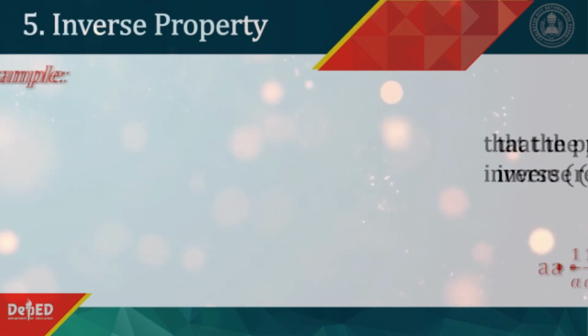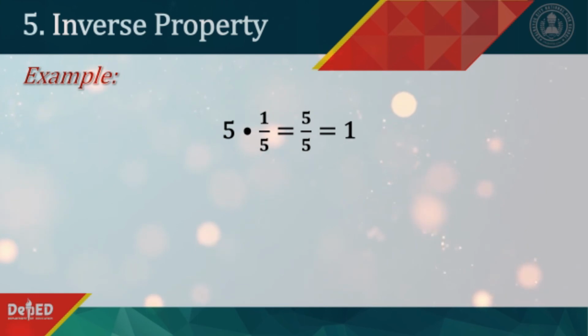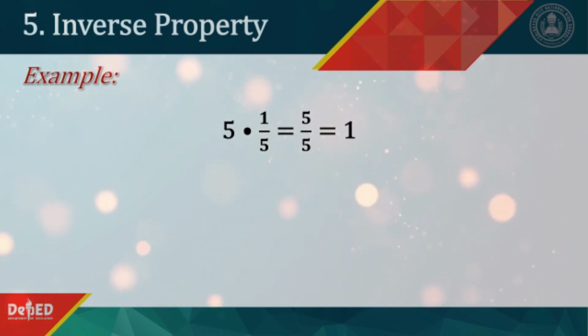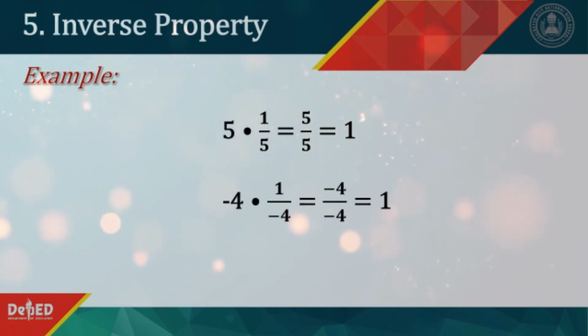Here are a few examples. 5 times 1 over 5 is equal to 5 over 5 or equal to 1. Also, negative 4 times 1 over negative 4 is equal to negative 4 over negative 4, which is equal to 1.